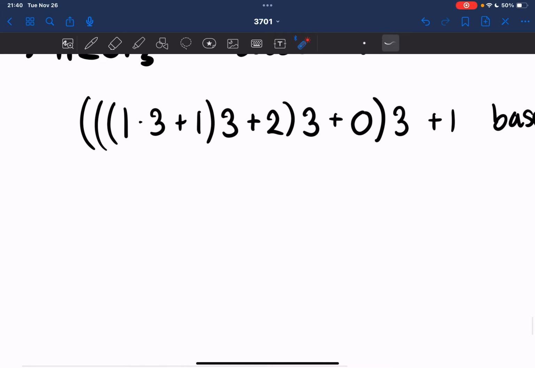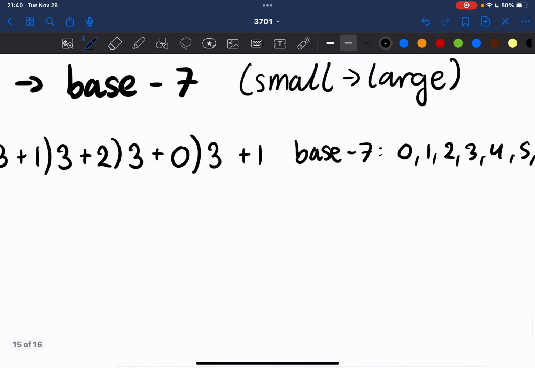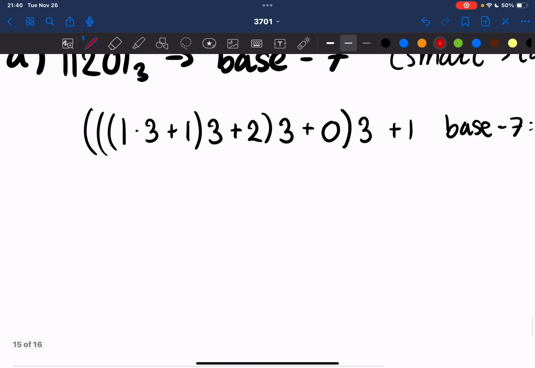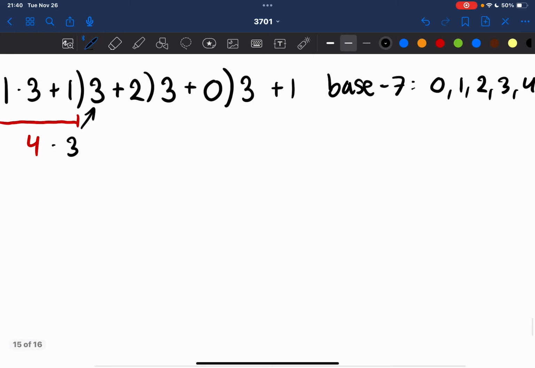So let's do this conversion. 3 plus 1, 1 times 3 is just 3, plus 1 is just 4, and since 4 is one of the digits in base 7, that's okay. So we'll say that the result of this little parentheses here is 4. And then what's next? Well, we're going to multiply by 3. And what's 4 times 3? It's 12, but of course 12 does not fit in our base 7 system. So we're going to need to convert it into base 7 so that it has only digits from 0 to 6. So how do we do that?